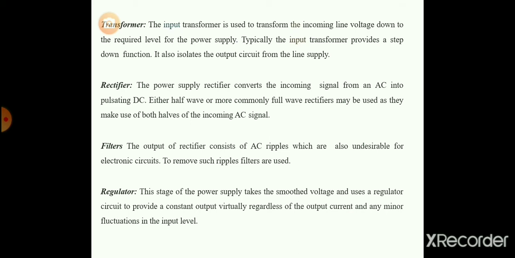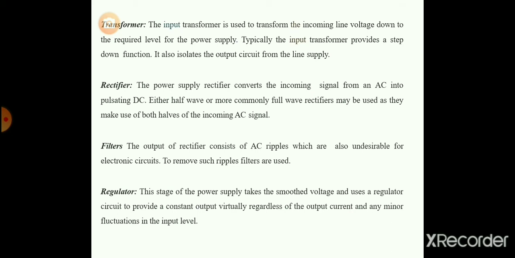Filters. The output of the rectifier consists of AC ripples, which are undesirable for electronic circuits. To remove such ripples, filters are used. Regulator. This stage of the power supply takes the smoothed voltage and uses a regulator circuit to provide a constant output, virtually regardless of the output current and any minor fluctuations in the input level. First block transformer, second block rectifier, filter, regulator.